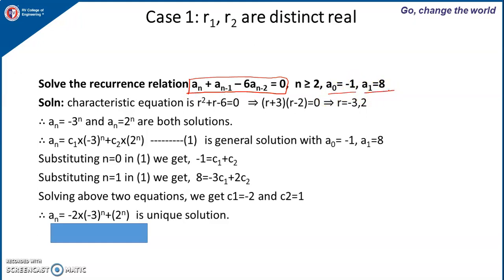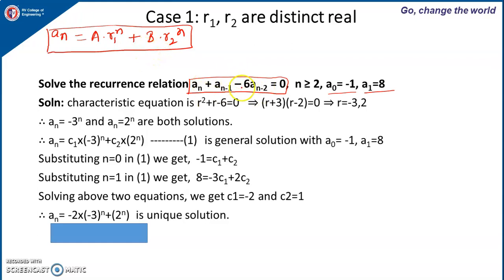Okay. So in case 1, when the roots are real and distinct, we know that when the recurrence relation is given to us, an is nothing but the general solution of the recurrence relation. So an will be a into r1 power n plus b into r2 power n. So this will be the solution of the recurrence relation, where r1 and r2 are the roots of the quadratic equation.